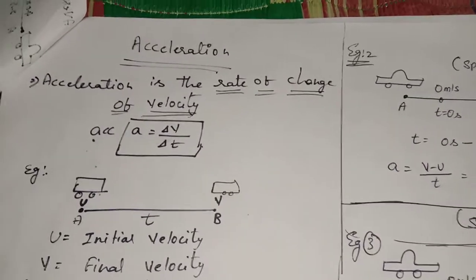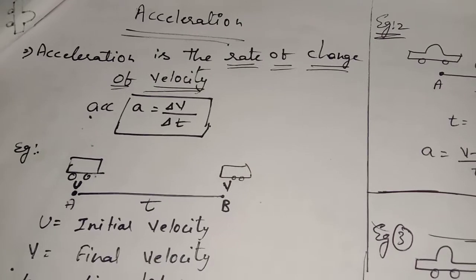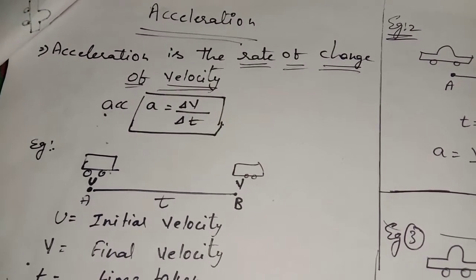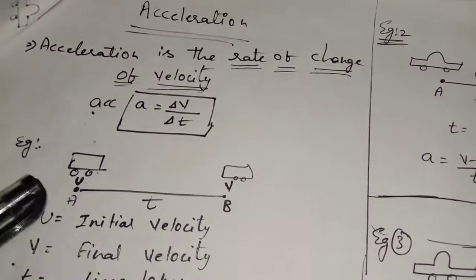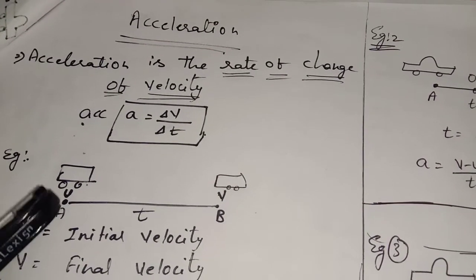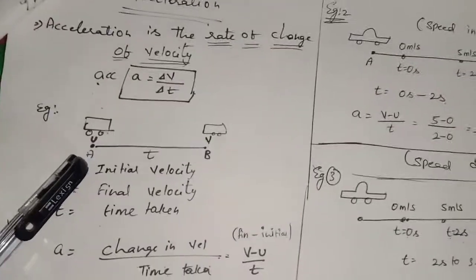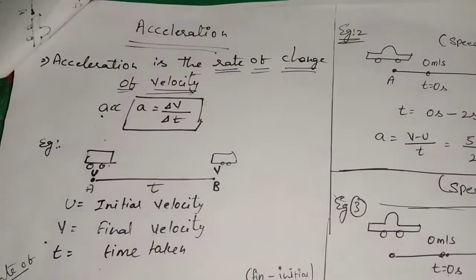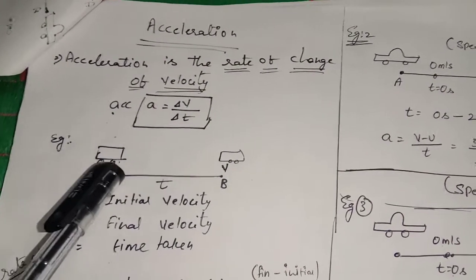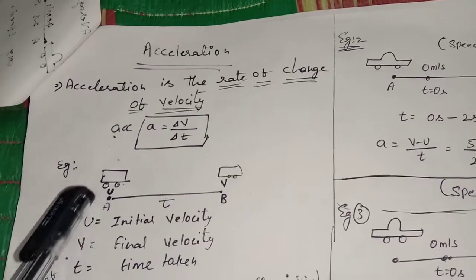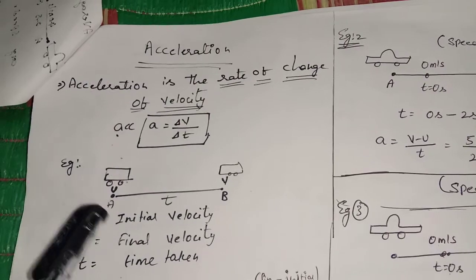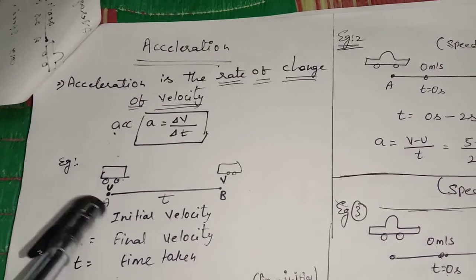Next is acceleration. So what is meant by acceleration? Acceleration is the rate of change of velocity. To understand this, see the example. Here one vehicle is at point A. This point I will represent as U. U is the initial velocity. So at the starting point we call it the initial velocity. You have to remember all these new terms.